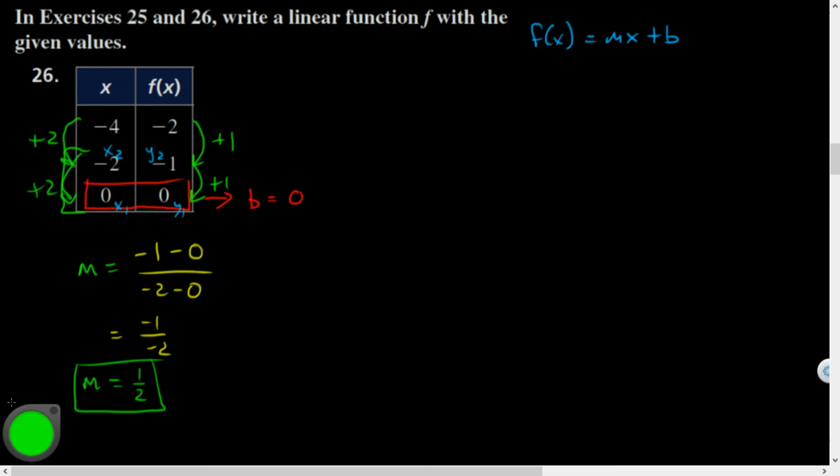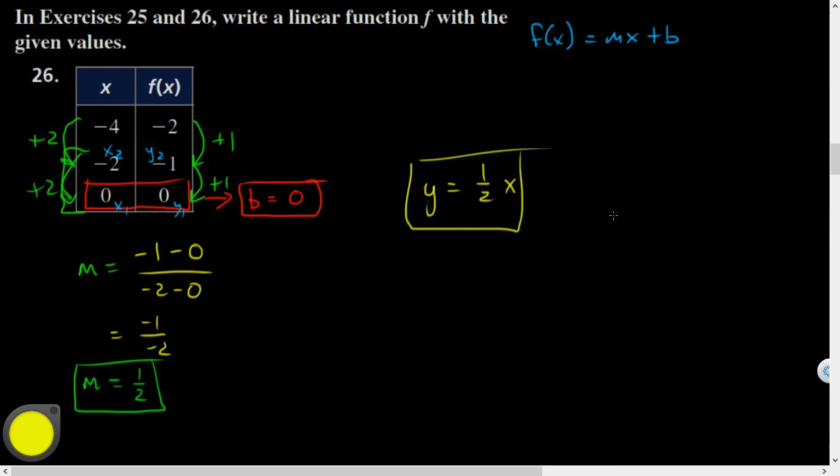All right, so let's write our equation, and we are done. Oh, I want to put my b in a box. Here we go. y equals 1/2 x plus 0, or I could just call that y equals 1/2 x. There we go. Thanks for watching, internet friends. Adios.